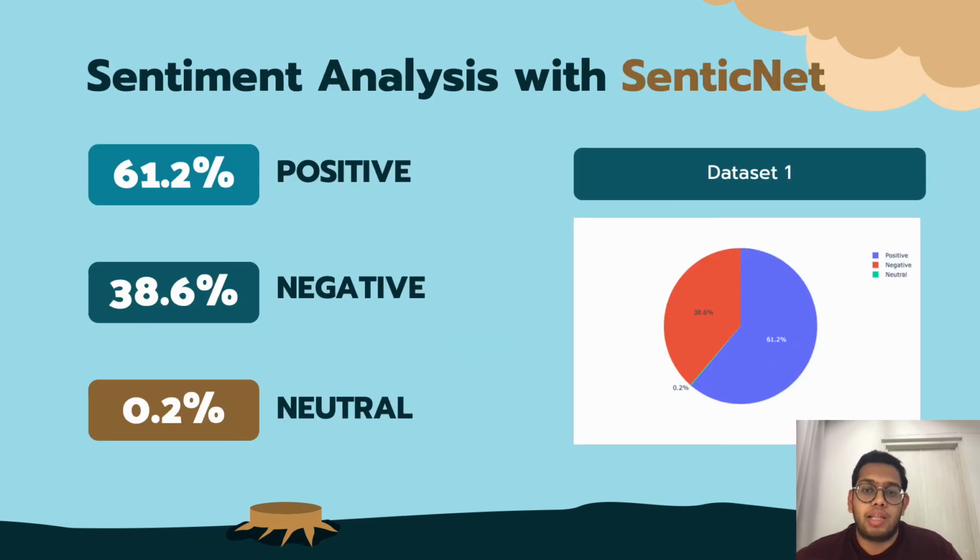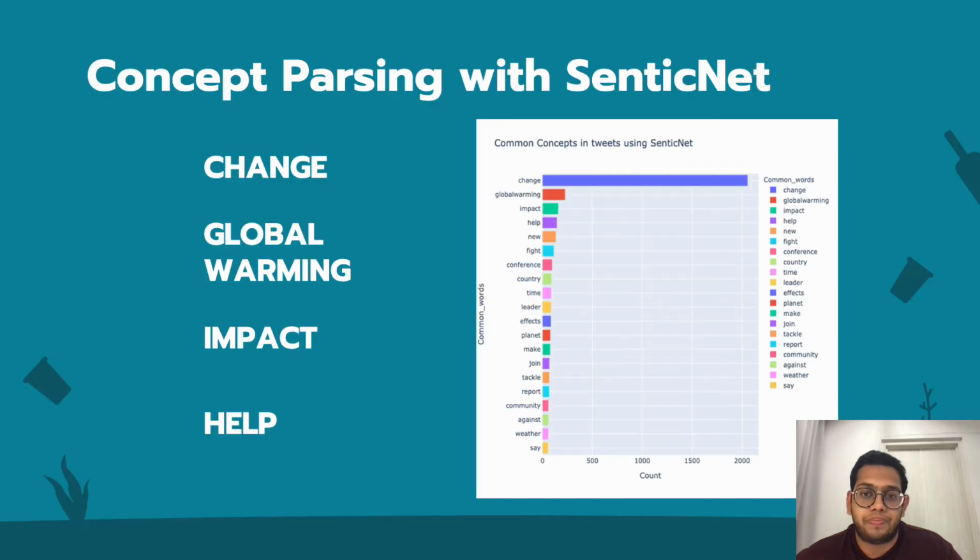So upon querying these datasets through SenticNet, we get the following results. For dataset 1, 61.2% of the tweets were classified as positive, 38.6% as negative, and only 0.2% as neutral. This is because SenticNet is an advanced knowledge base and even subtleties in text are detected easily by SenticNet. I also queried the tweets on SenticNet's concept parsing tool, which gave me a list of concepts among the tweets, and these were the most common concepts.